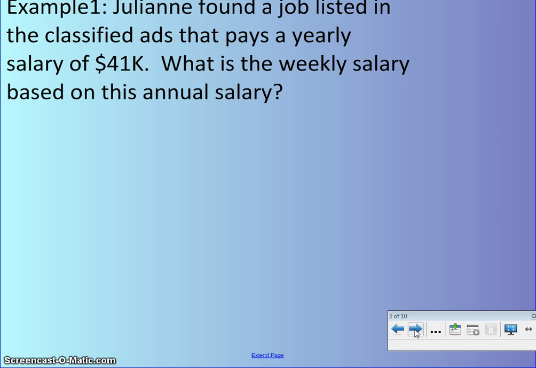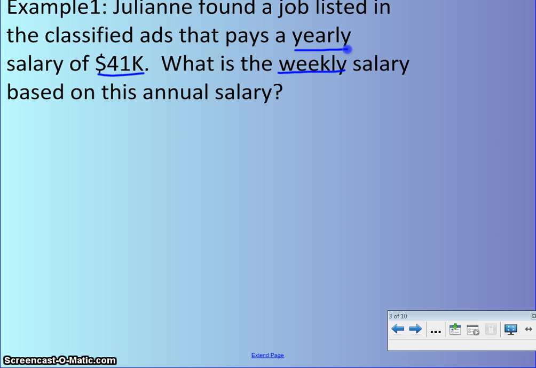So let's go ahead and look at example 1, and it says here that Julianne found a job listed in the classified ads that pays a yearly salary of $41K. What is the weekly salary? You'll notice that I'm underlining information in here. What I'm doing is trying to make what is a 4-line word problem a little bit simpler for you. Historically, math students really struggle with those word problems. So if we can identify the important information, then it should help us.